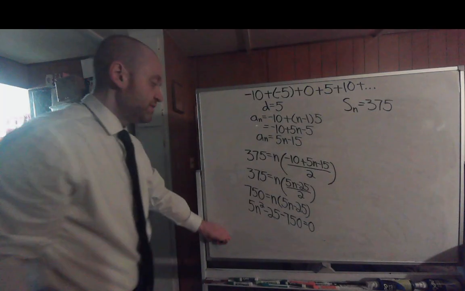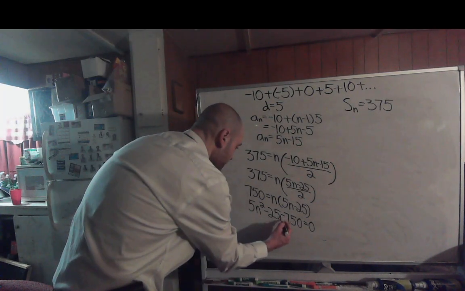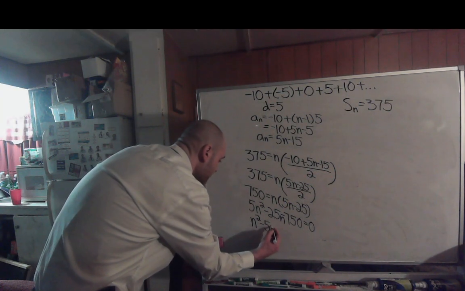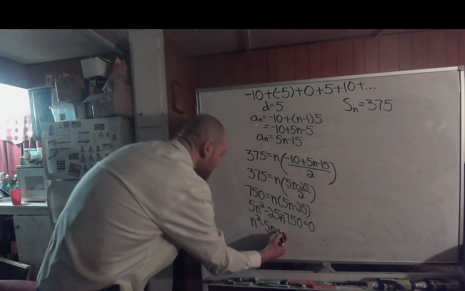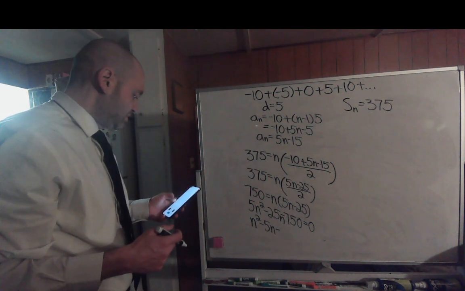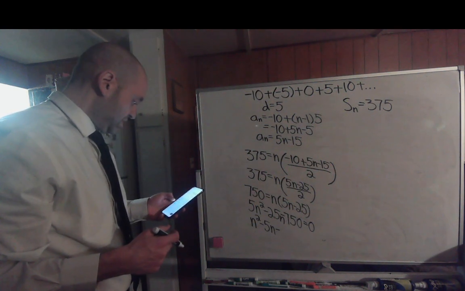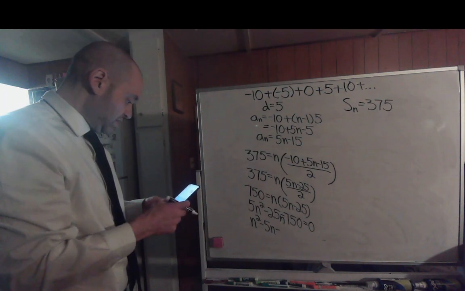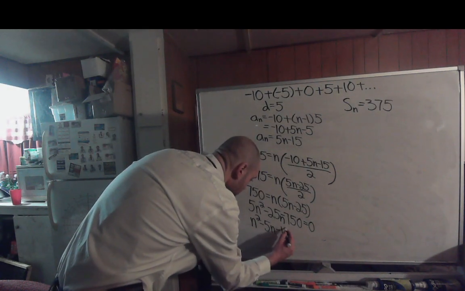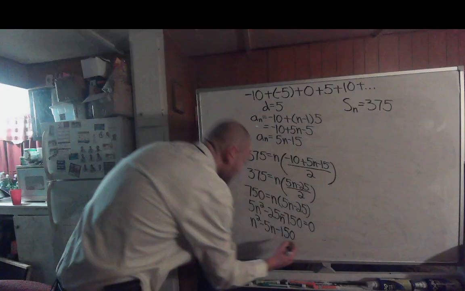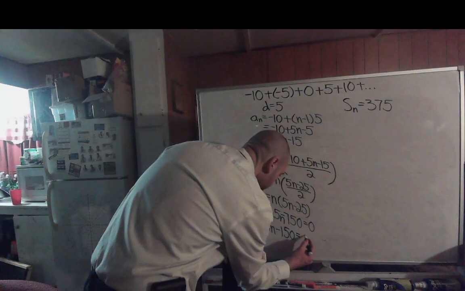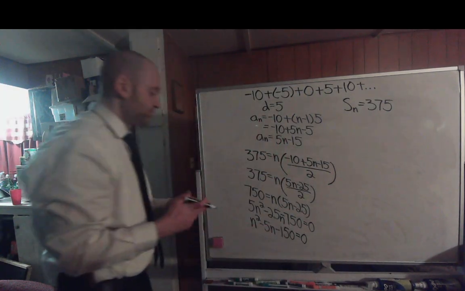And we can definitely divide everything by 5, right? You would end up getting n squared minus 5n, that should be 150 if I'm not mistaken, if you divide 750 by 5. Yep, 150. So you're going to have n squared minus 5n minus 150 equals 0.